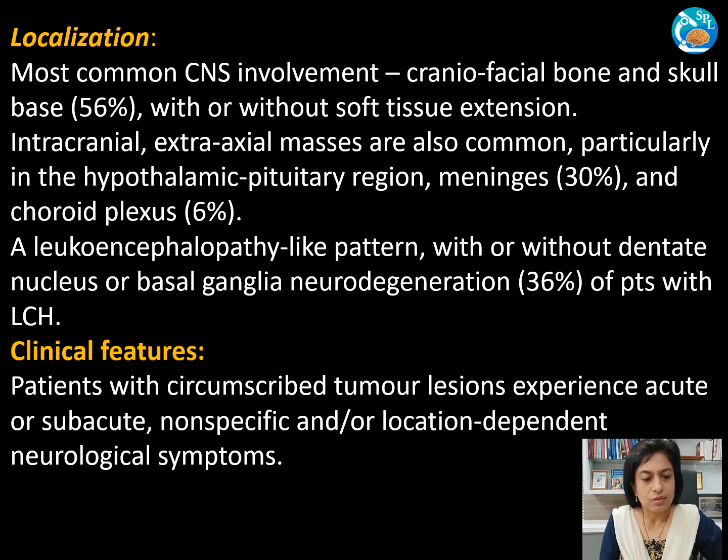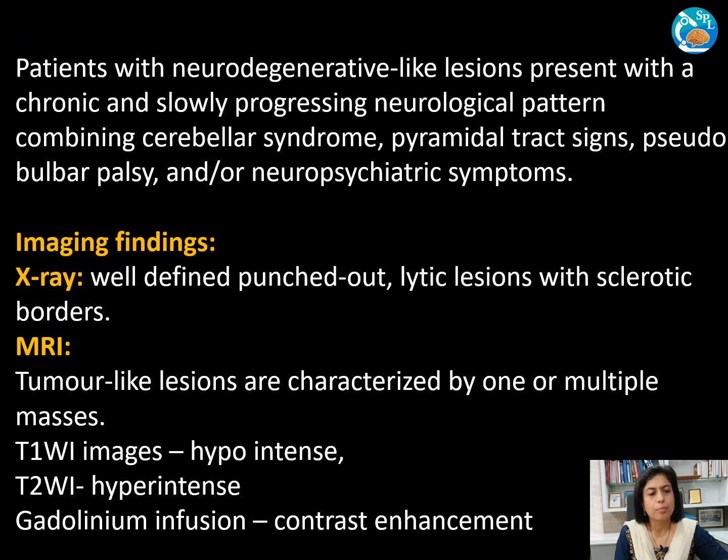Clinical features: patients present with circumscribed tumor-like lesions, and such patients have acute or subacute, non-specific, or location-dependent neurological symptoms. Patients with neurodegenerative-like lesions present with a chronic or slowly progressing neurological pattern combining cerebellar syndrome, pyramidal tract signs, pseudobulbar palsy, and/or neuropsychiatric symptoms.